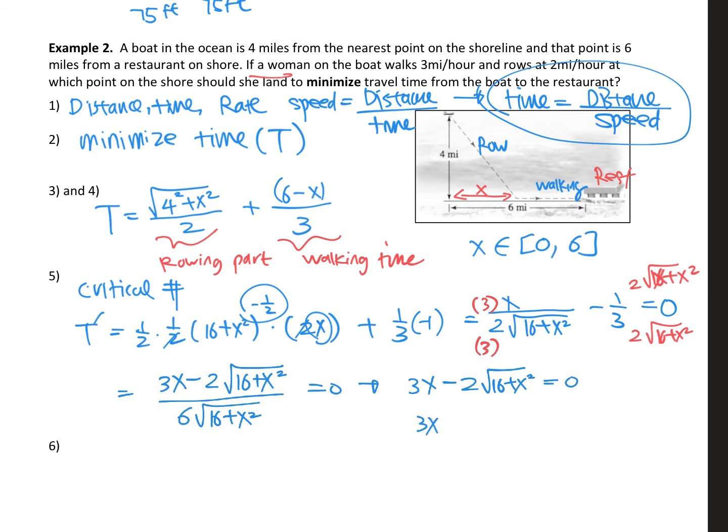So 3x is equal to 2 radical 16 plus x squared. Yikes. Okay, I have a radical. How do I get rid of the radical? I can square both sides. Square the left hand side, square the right hand side. So I get 9x squared is equal to 4 times (16 plus x squared).